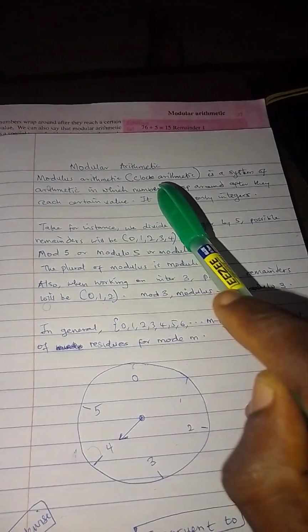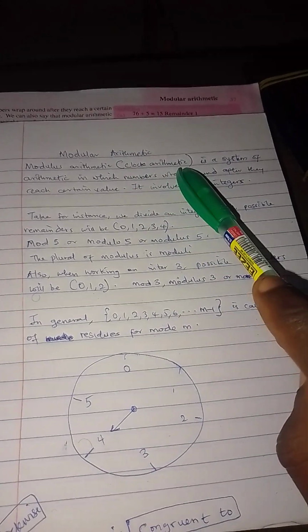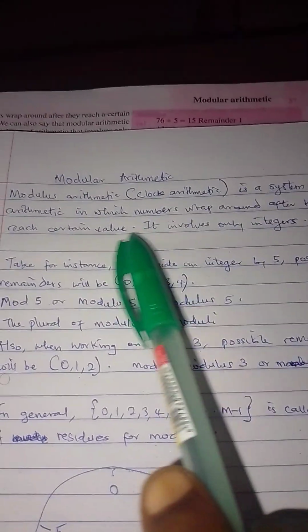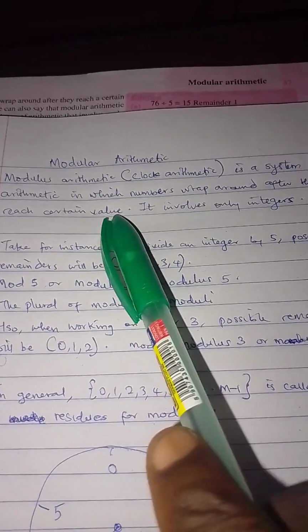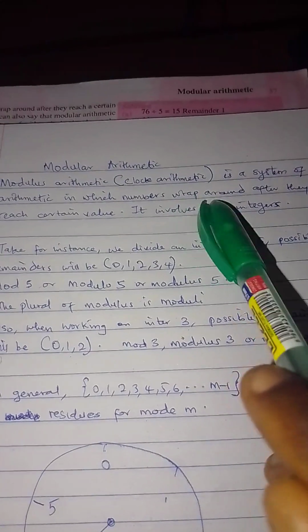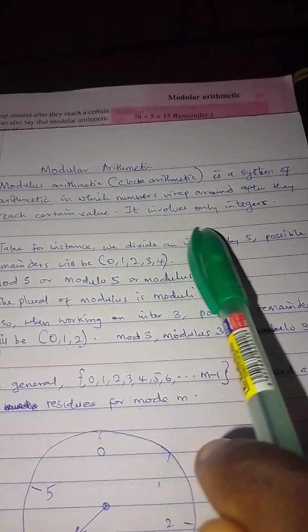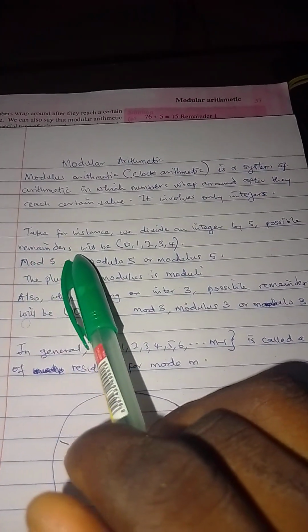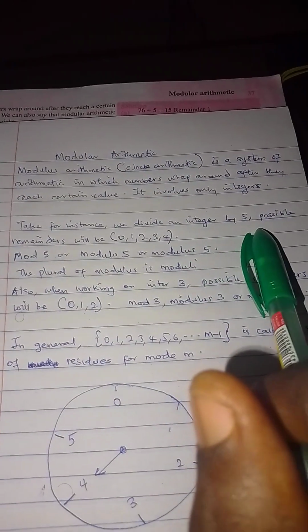Modular arithmetic, which is sometimes called clock arithmetic, is a system of what? Of arithmetic in which numbers wrap around after they reach a certain value. Take note of this word, wrap around. So it involves only integers. Now, take for instance, we divide an integer by 5.